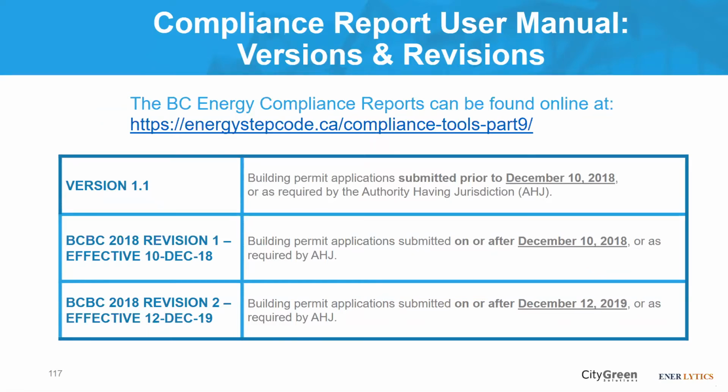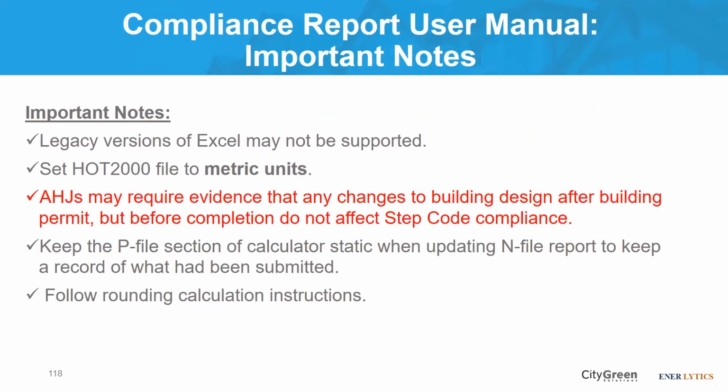It also shows us different versions of the report and which version of the BC Energy Compliance Report should be used based on the date when the building permit application was submitted. So it's very important that you use the correct version of the BC Energy Compliance Report and that you refer to the manual regularly to identify where there have been changes made in the processes and instructions for doing BC Energy Compliance reporting. There are some very important notes.